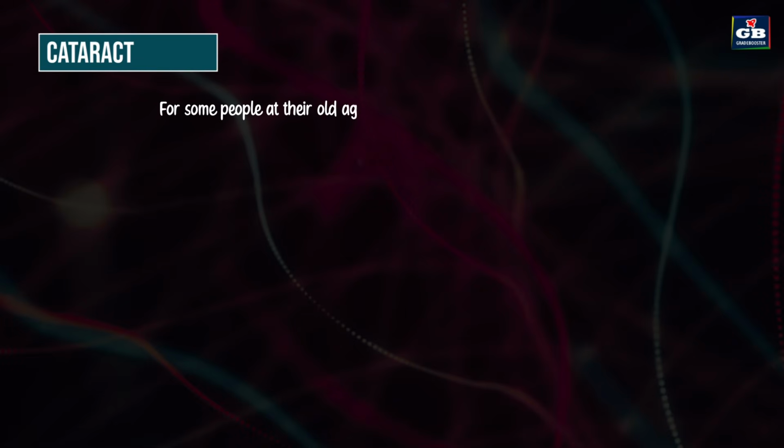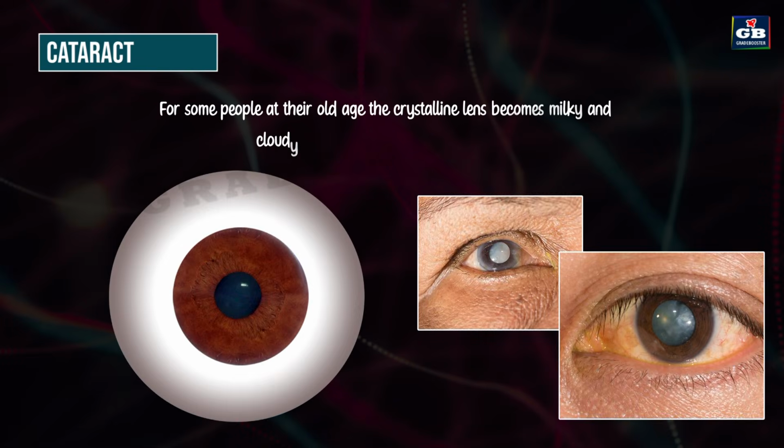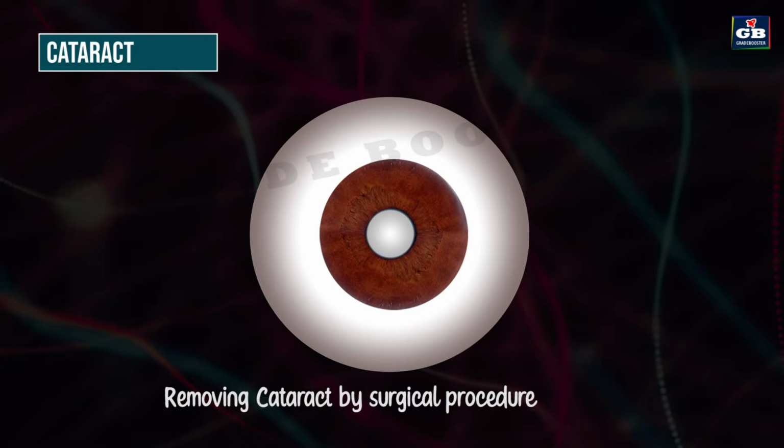Cataract. For some people at their old age, the crystalline lens becomes milky and cloudy. This condition is called cataract. Cataract causes partial or complete loss of vision. This can be corrected by a cataract surgery. By means of surgery, they will remove the milky and cloudy parts of the eye lens.